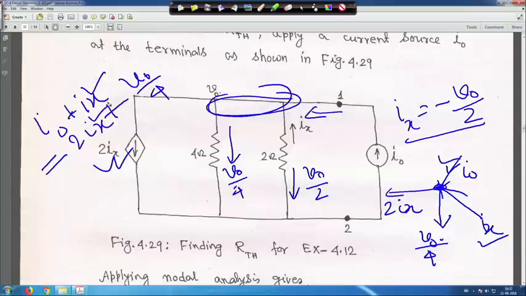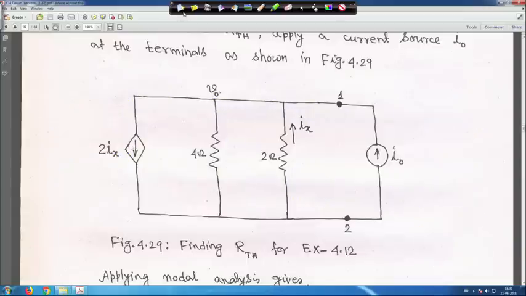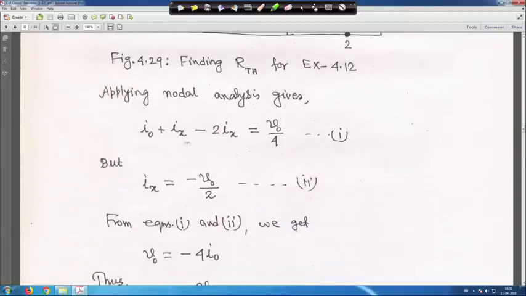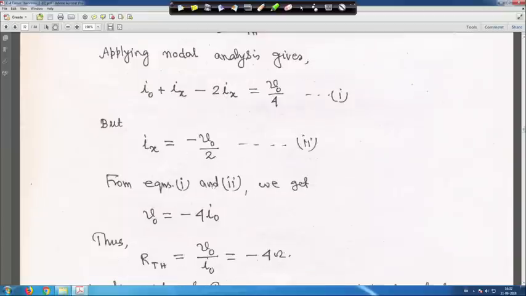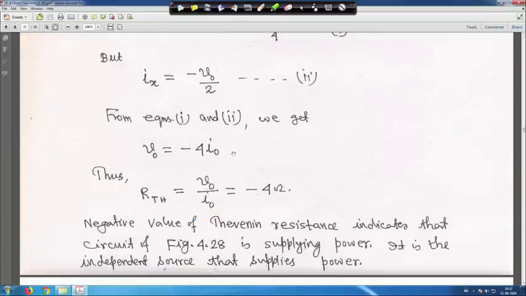That is what we have done next. So, let me clear it. Whatever I said, that is your I 0. The way I wrote it: I 0 plus I x is equal to 2 I x plus V 0 by 4. So, I x is equal to minus V 0 by 2, I told you. If you substitute, you will get V 0 is equal to minus 4 I 0.